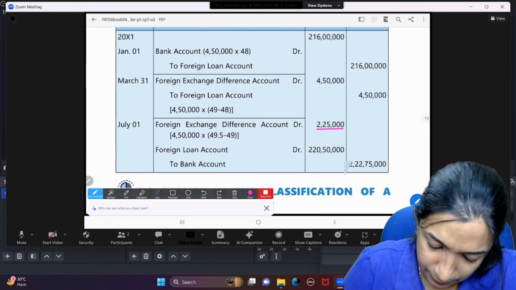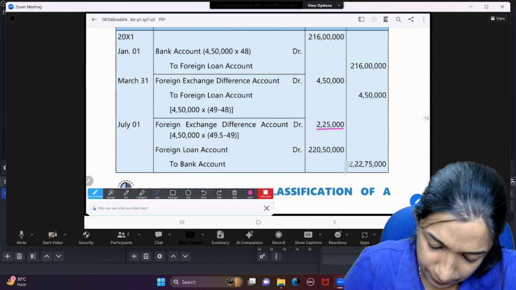Of course not, because everything in your books, all the income, expenses, assets and liabilities, are recognized in rupees, your home currency, your reporting currency. So this 10 lakh dollars, what should you do? Convert to Indian rupee using the spot rate. So that's the first point: foreign currency transactions, initial recognition is at spot rate.